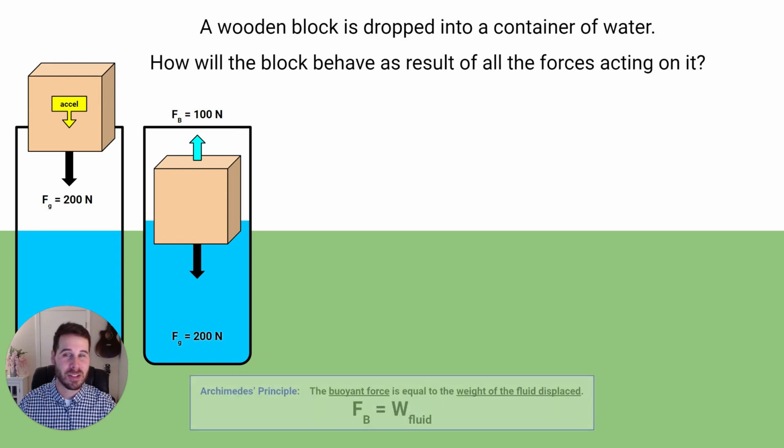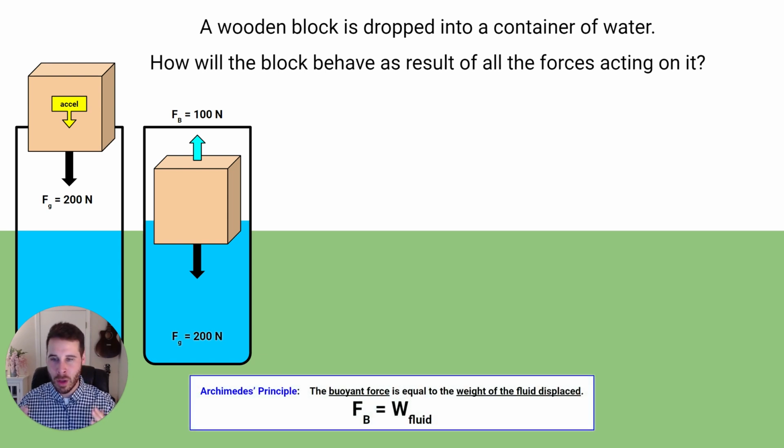Now this is where I'm going to bring up a really important concept that relates to fluids in physics, and that's Archimedes' principle. Archimedes' principle says that the buoyant force that's exerted on an object will always be equal to the weight of the fluid that has been displaced. So what we'll do throughout this example is we'll look at how much water the box has pushed out of the way, and we'll understand that that amount of water that's been displaced will tell us something about the strength of the buoyant force pushing up on the object.